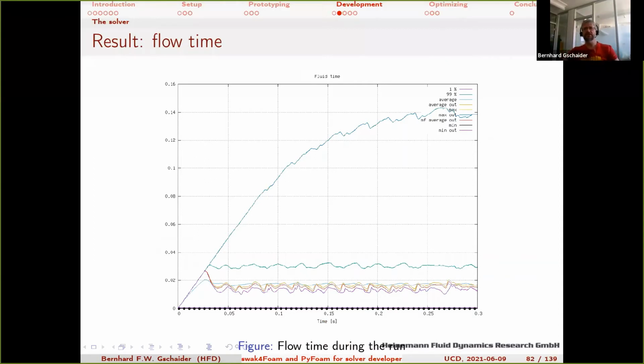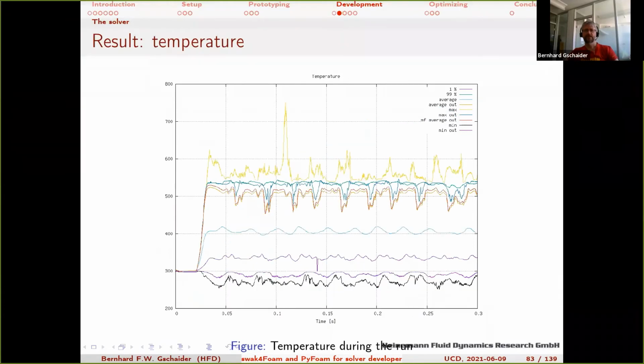And so now the results that he gets here. You see the flow time. You see how the flow evolves over time. You see how the temperature evolves over time. So in the beginning, before 0.02, there was no reaction because that was the minimum time. Before that, if we zoomed in, we'd see the same fluctuations that we've seen in the original solver. And after that, once the flow time increases, it starts going up.